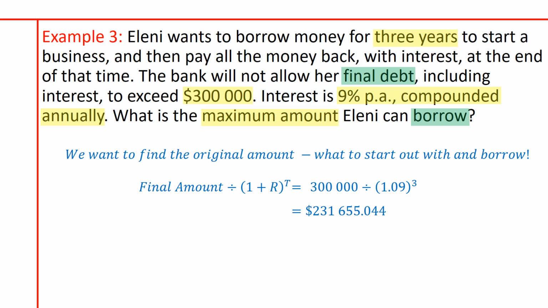Entering that into your calculator gets this exact answer, $231,655.044, and then rounding it to 2 decimal places. So what we have worked out here is what Alini can borrow. She needs to take out a loan, no more than this, her maximum amount of $231,655.04. So that when she has to pay everything back at the end of the 3 years, it is no more than 300,000.